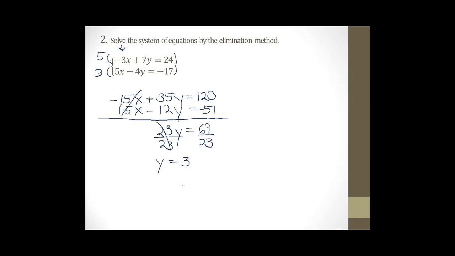So we found our first value, which is y, and now we are going back and choosing either one of the original equations, and I'm going to pick the second one. There's no right or wrong, so you could have also picked the first one, and I'm going to plug in my y value to get my corresponding x value. So 5x minus 4, now y is 3, times 3 is equal to negative 17. So 5x minus 12 equals negative 17.